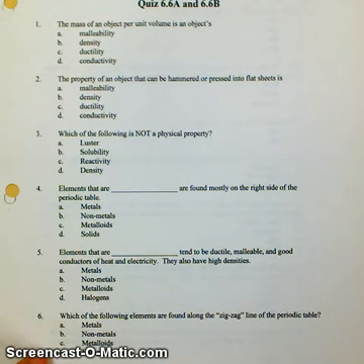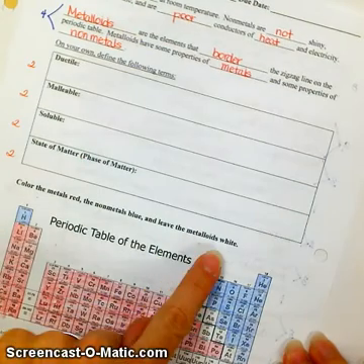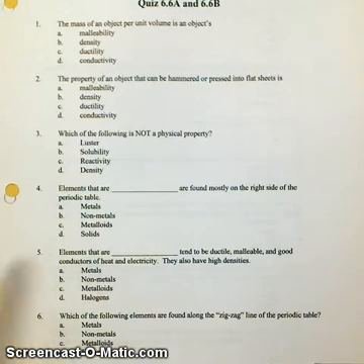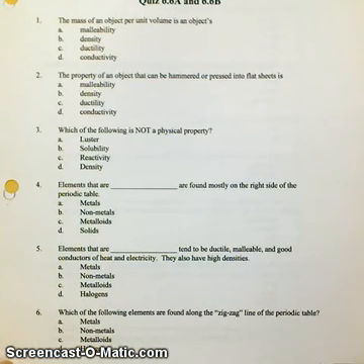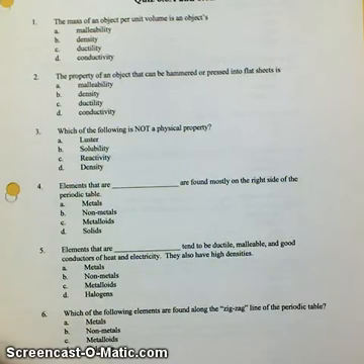Number 5. Which of the following elements are found along the zigzag line of the periodic table? Okay, here's your periodic table. Those are your metalloids. Metalloids are color-coded white on my periodic table. Okay, they're not always white on every periodic table, but on that one they are. Okay, so let's flip.